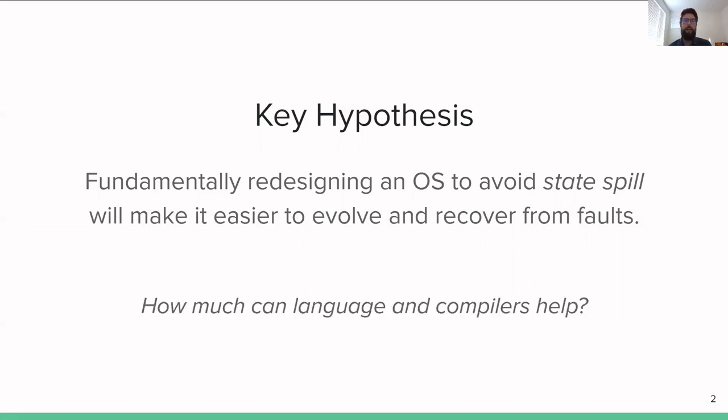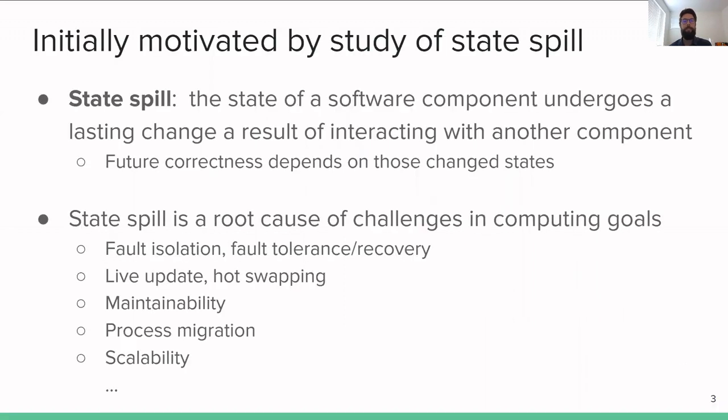And, as we began to build the system, a deeper question arose about how much modern systems programming languages and compiler-enforced safety can help. Initially, this line of work was motivated by a study of state spill from Eurosys of 2017, a phenomenon in which one software component harbors changed states as a result of handling an interaction from another component, such that the future correctness of those components depends on those changed states.